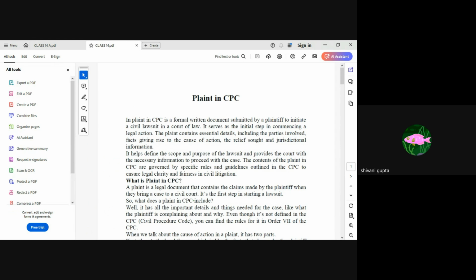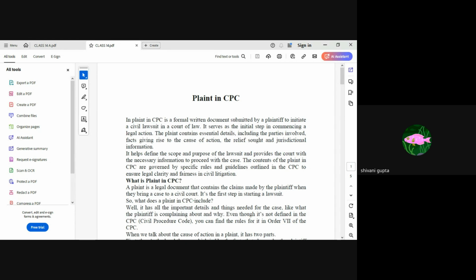The purpose of the plaint under the law is to provide the court with the necessary information: what things happened, what the facts are, and what the key points are. Its content is governed by specific rules and guidelines under the CPC. So this is what the basic plaint is.